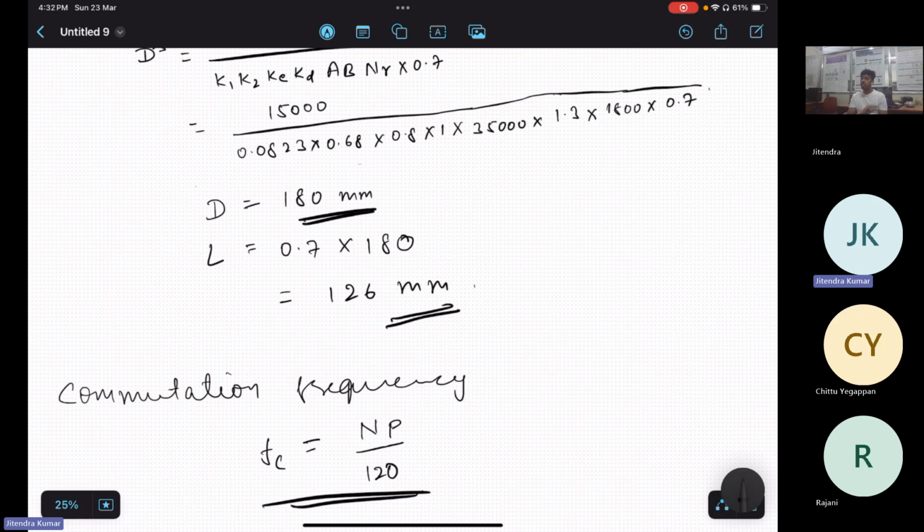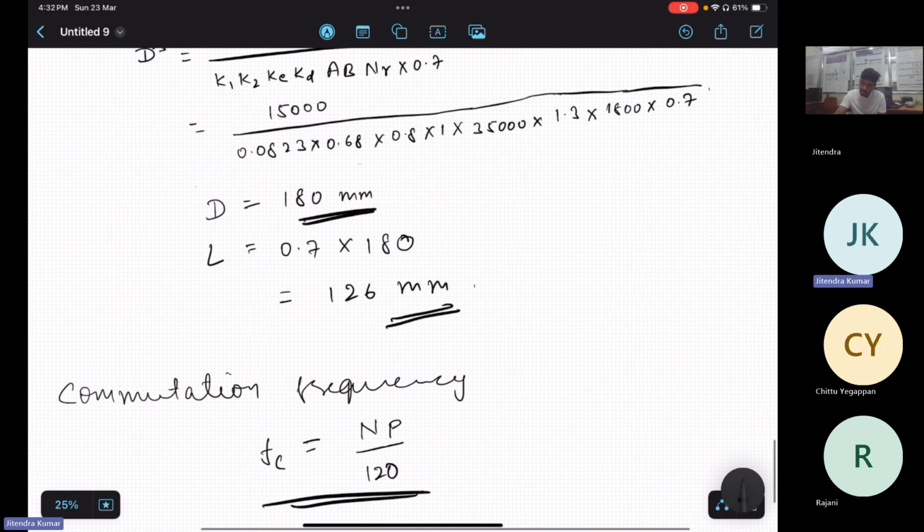So this is the commutation frequency of SRM. It is how frequently you will have to switch the phases, right? Because each time your rotor poles move, you'll have to switch at high frequency. So for that purpose, this commutation frequency is calculated.